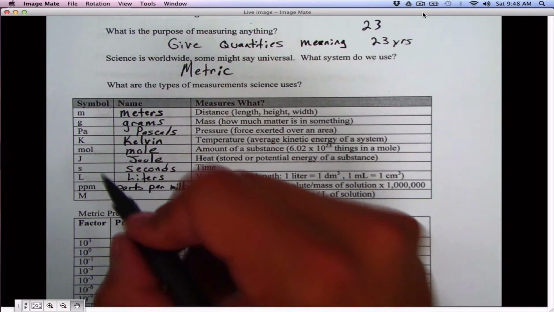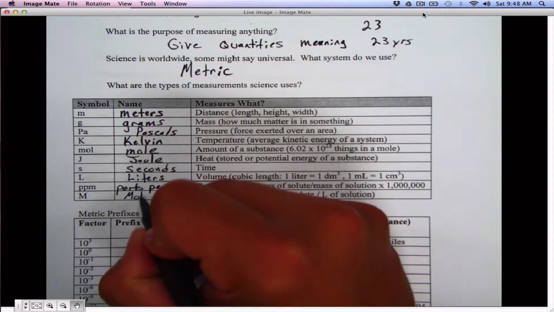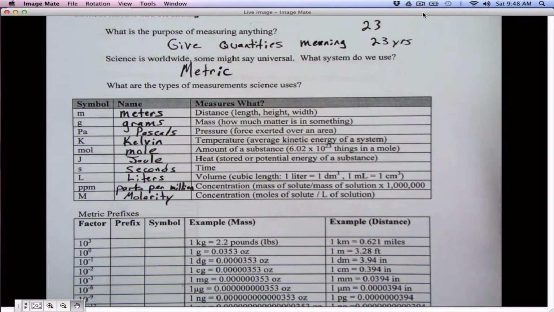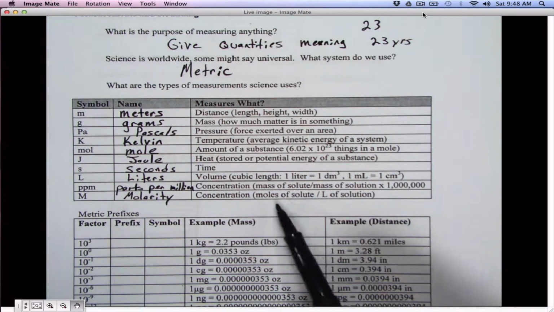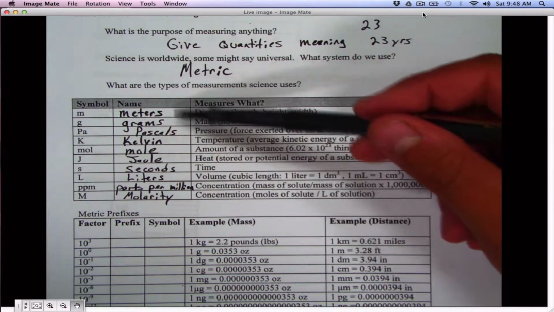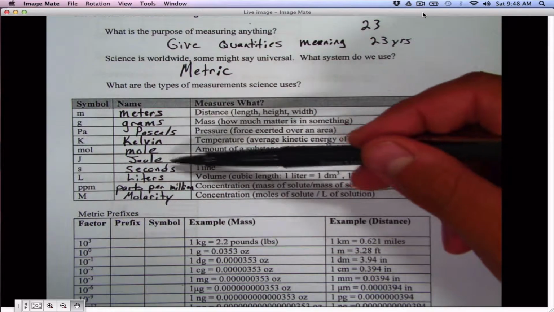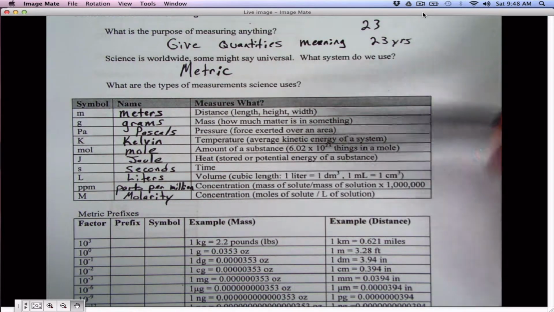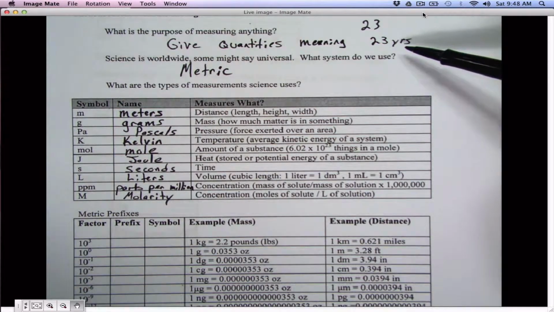Capital M is going to be, we're going to use this a lot, molarity. And it's the same kind of thing as parts per million, just calculated a little bit differently. It's going to be moles over liters. So moles of solute over liters of solution. So these are our metric units. We're going to use a lot of meters, grams, pascals, Kelvin, moles, joules, seconds, liters, parts per million, molarity. Know what they're measuring, because then you give the letters and the numbers meaning.